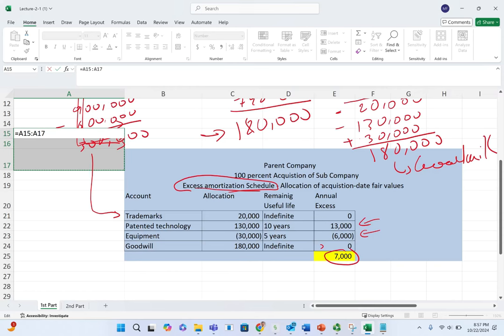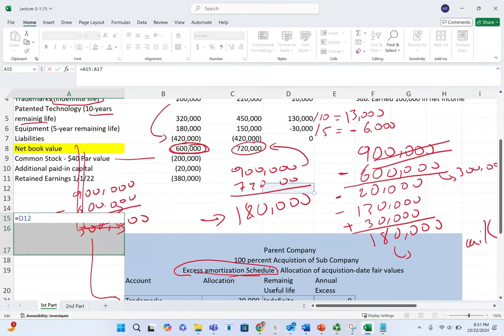So where did the 7,000 come from? The 7,000 additional amortization, the parent company will have to book because they have more assets. So overall, obviously, they have more assets. 130 is greater than, you know, 30. So we have more assets. Therefore, we're going to have to book additional amortization.